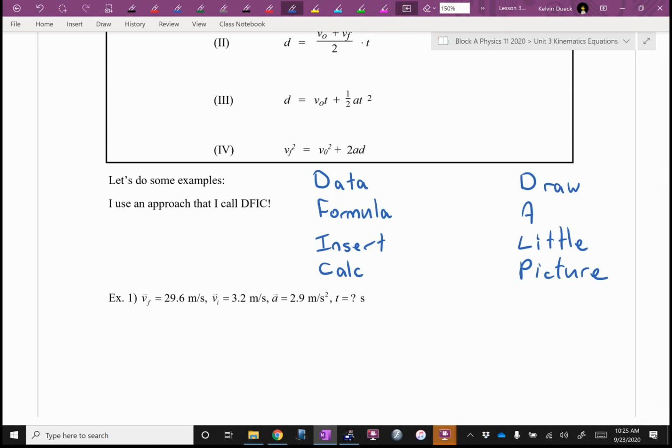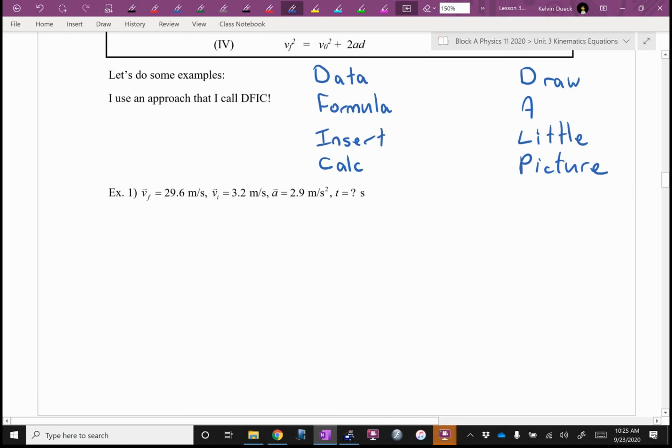I've done the listing of the data for you in today's assignment. So example number 1, I have VF equals 29.6, VI equals 3.2, A equals 2.9. What's this question asking me to find? Normally I would write down T equals question mark, but notice how I did that for you already. There is one equation of those 4 that has a VF, a VI, an A, and a T in it. Which one? This you have to be able to do by the end of today's lesson. Select the correct equation. So look at your green sheet. Which one?